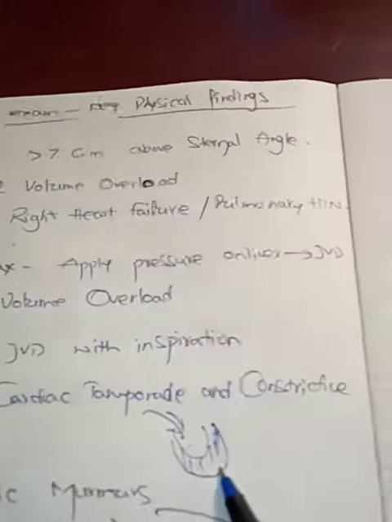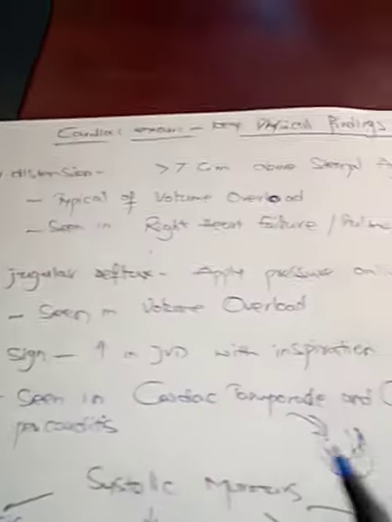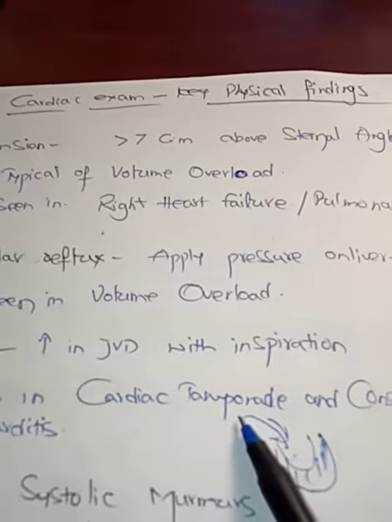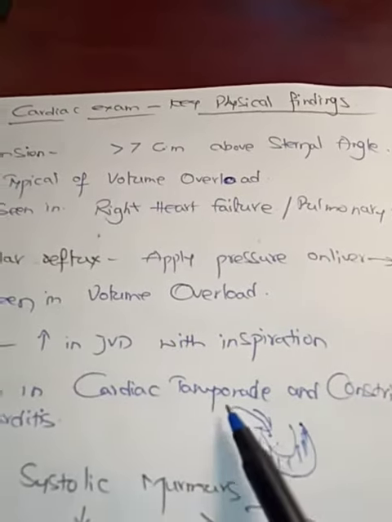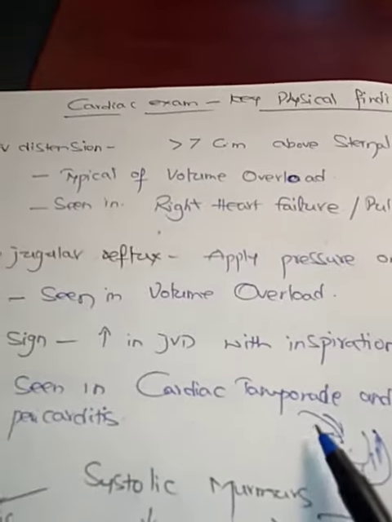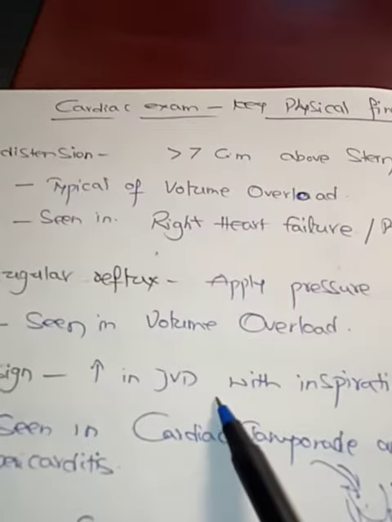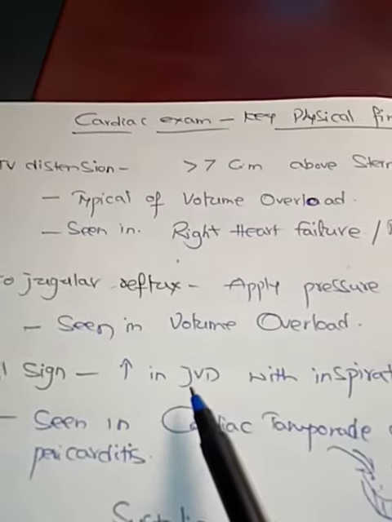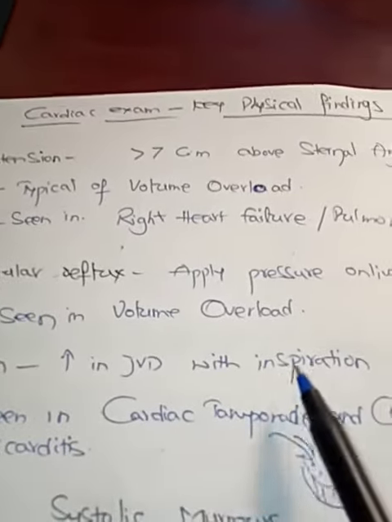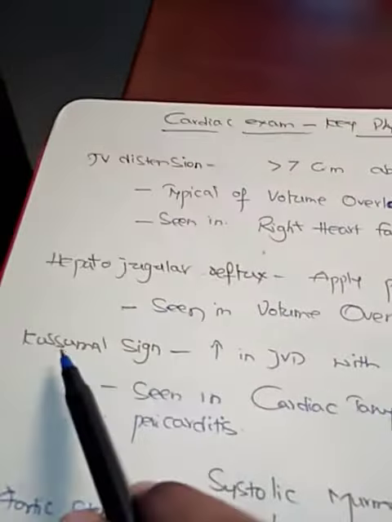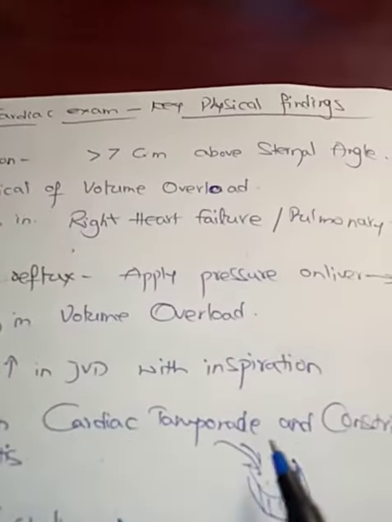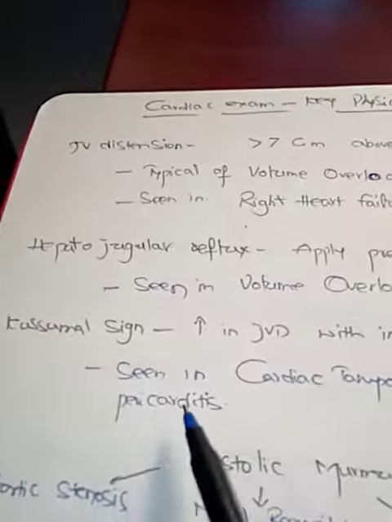That is the reason normally during inspiration, you are expecting the jugular vein to collapse. But if there is a cardiac tamponade or a constrictive pericarditis, it is preventing the filling of the heart from the jugular vein. That's the reason the jugular vein shows distension during inspiration. It remains distended instead of normally collapsing during inspiration, which is called Kussmaul sign, which is seen in case of cardiac tamponade and constrictive pericarditis.